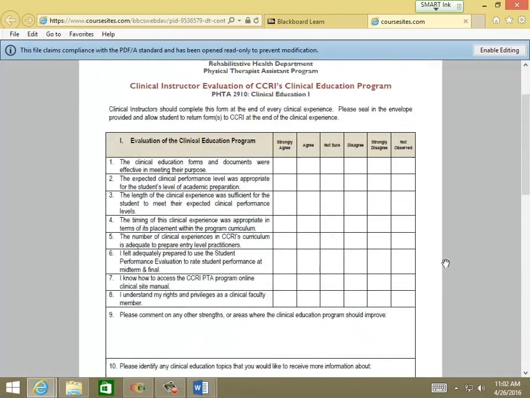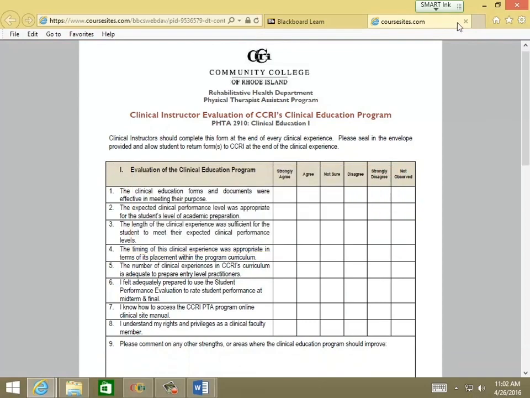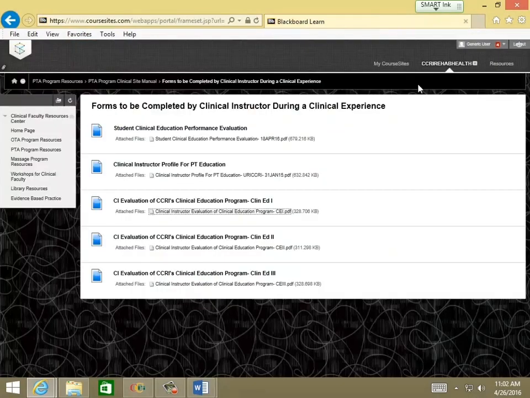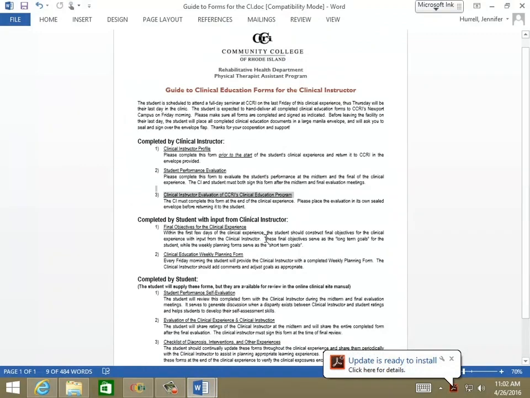After this form is completed, we do ask that the clinical instructor seal it in the envelope provided and give that form to the student on the last day of the clinical. Students will then hand deliver that completed form in the sealed envelope from you to the school so we can receive your feedback. So that takes care of the forms completed by the clinical instructor.